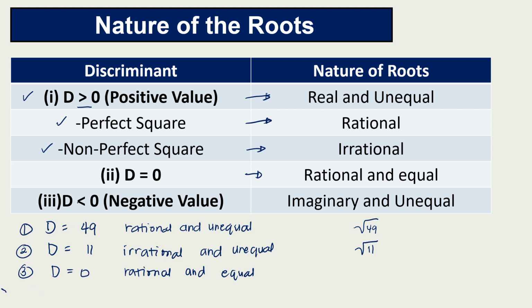And then the last one here, we have d is less than 0 or negative value. It will give us imaginary and unequal roots. So, for example, if the discriminant is negative 5, since it is negative, then the nature of the roots are imaginary and unequal.